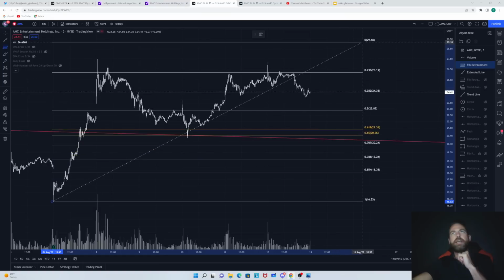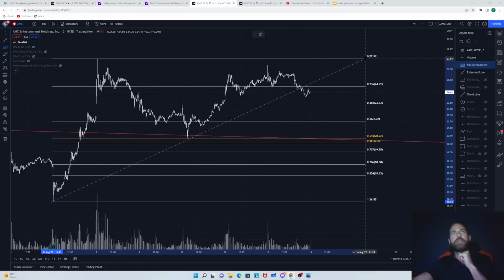So if we do come out of the gate and it gets pushed down a little bit, like I've been saying, what I would like to see happen is a push down here to maybe the 0.382 at $23.32. What I think is most likely is a double bottom here at the 22. So that would be my most bullish case scenario.